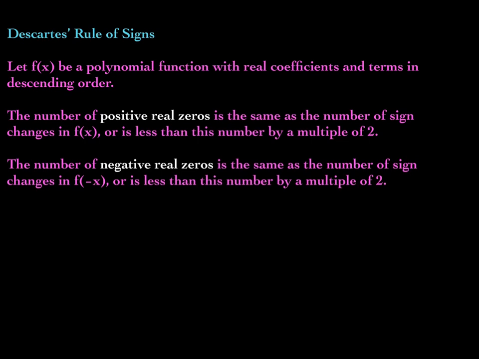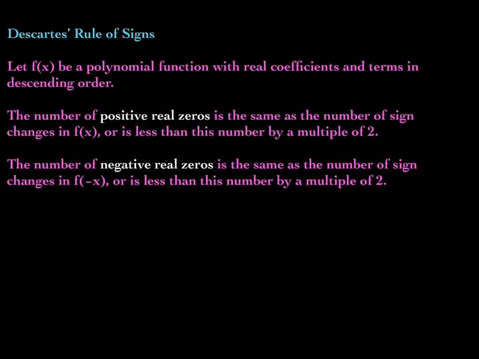This is how it works. Let f of x be a polynomial function with real coefficients and terms in descending power order, okay? Here it is. The number of positive real zeros is the same as the number of sign changes in your function, or is less than this number by a multiple of 2. The number of negative real zeros is the same as the number of sign changes in f of -x, or is less than this number by a multiple of 2. So basically, Descartes' Rule of Signs is telling you how many possible positive zeros you have and how many possible negative zeros you have. All right? I should say positive real and negative real zeros.